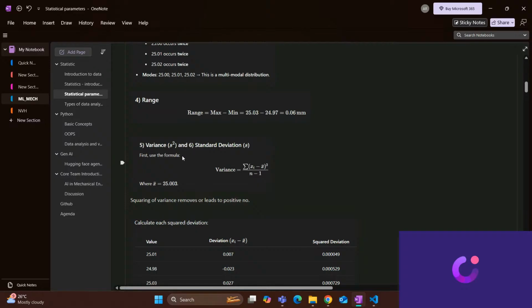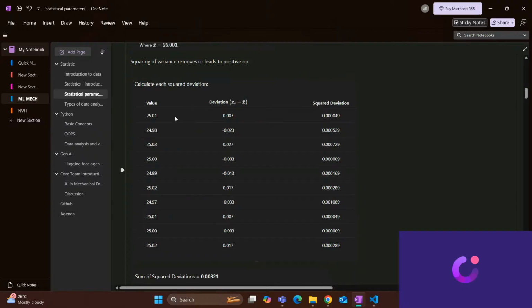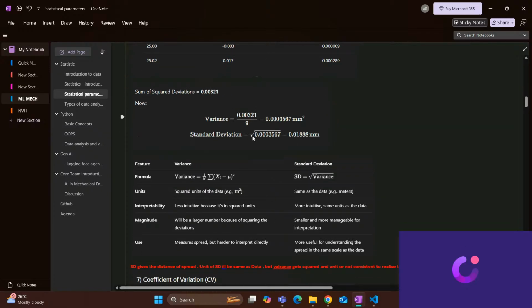And variance tries to understand the variation from the mean value we calculated. It takes each individual data point, xi minus x bar, which is the mean we calculated earlier, squares it, sums it up, and divides by n minus 1. So we identified the deviation of each individual data point with respect to the mean, and then squared it. The square root of that variance gives us the standard deviation, which tells us how much the data is varying from the mean value.